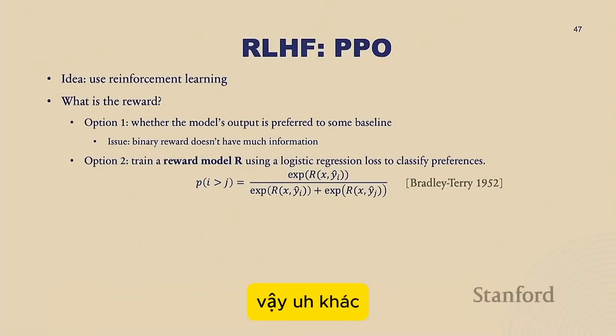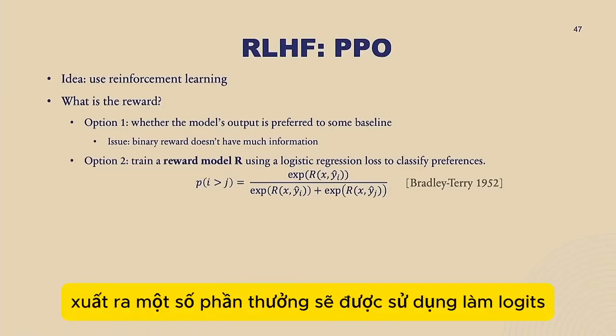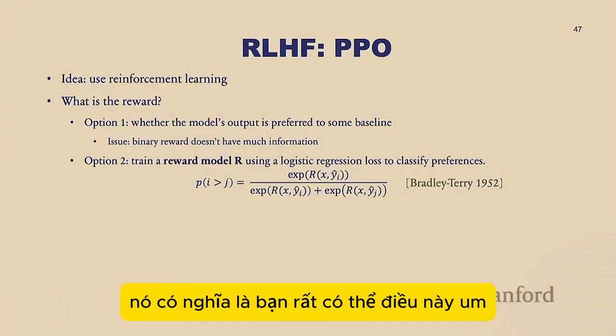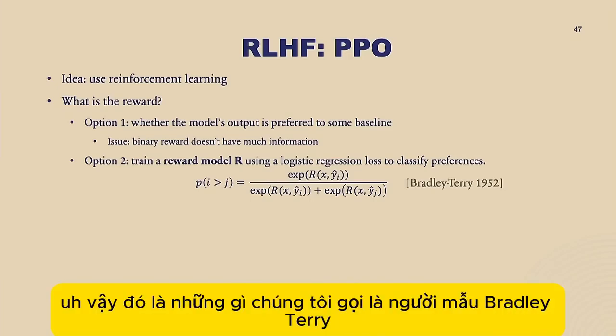Another slightly less convoluted way of saying it is that your reward model will output some reward that will be used as the logits of your softmax. So now if you have high logits in your softmax, it means that highly likely this output is better. That's what we call the Bradley-Terry model.